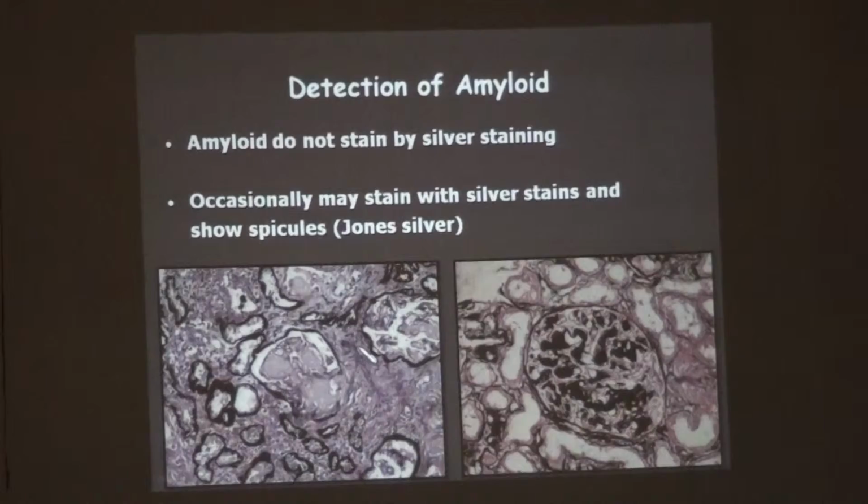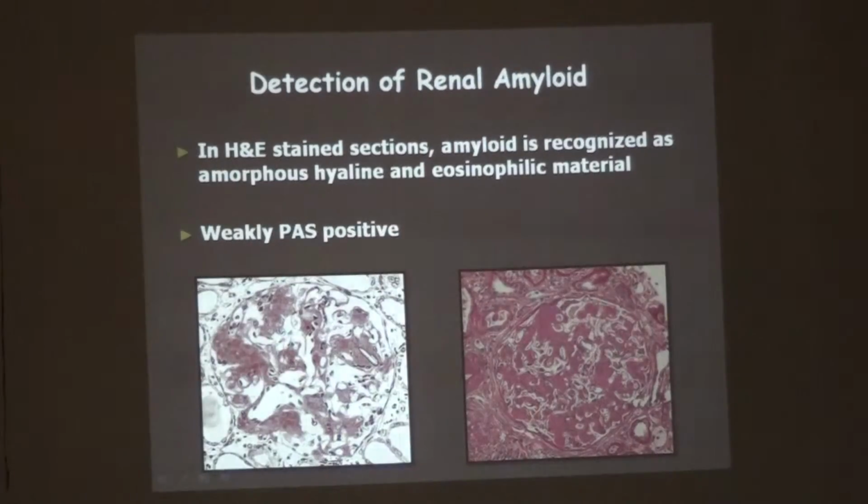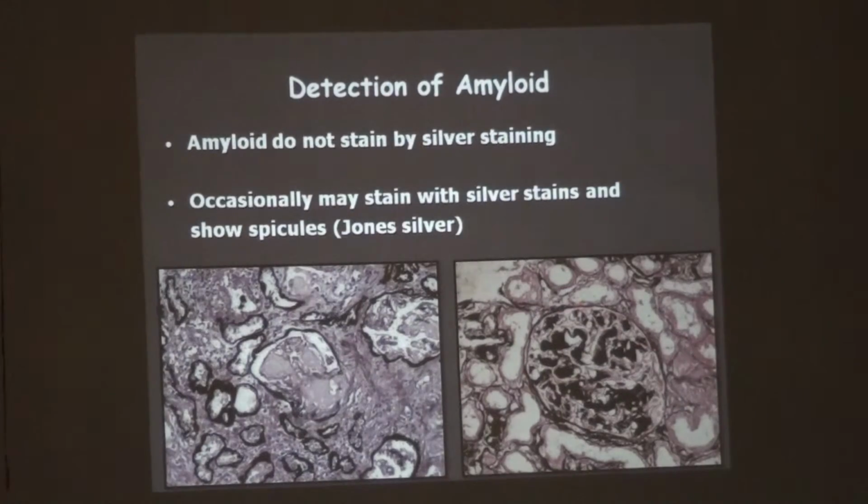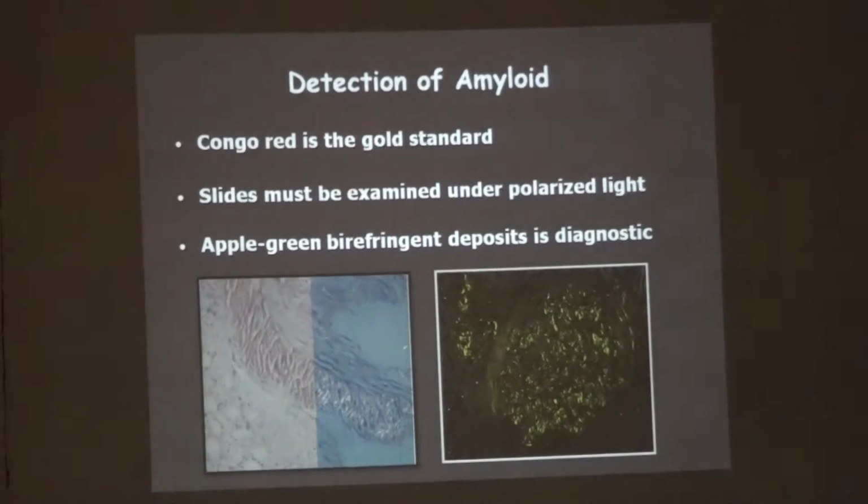These are the amyloid deposition. Similarly, on the opposite right side also, we have deposits. And amyloid does not stain by silver staining. Occasionally it may stain with silver stains and show pictures like stone silver. This is Congo red under polarized light. We can see here the difference in this way.